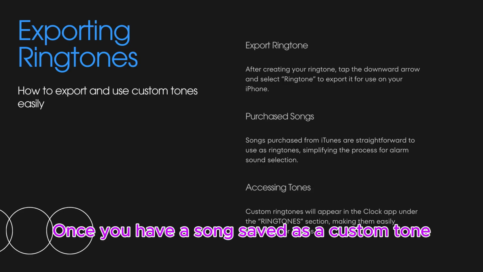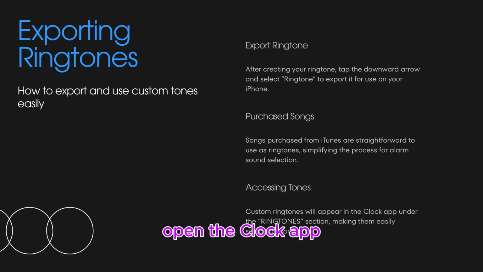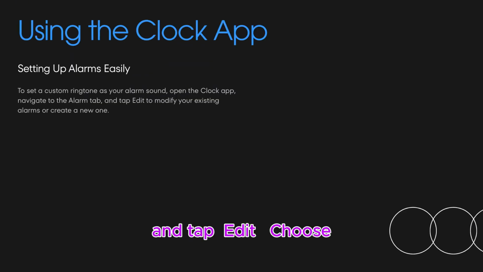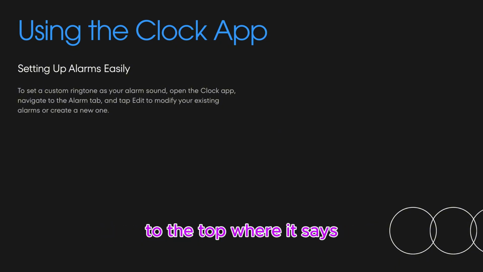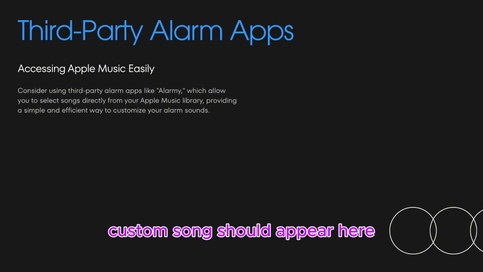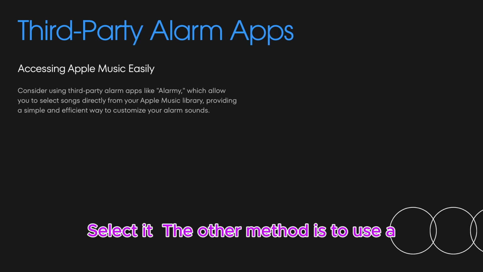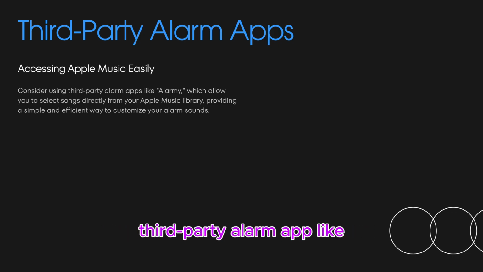Once you have a song saved as a custom tone, open the Clock app, select the Alarm tab, and tap Edit. Choose an alarm or create a new one. Tap Sound, then scroll past the default sounds to the top where it says Ringtones. Your custom song should appear here. Select it.